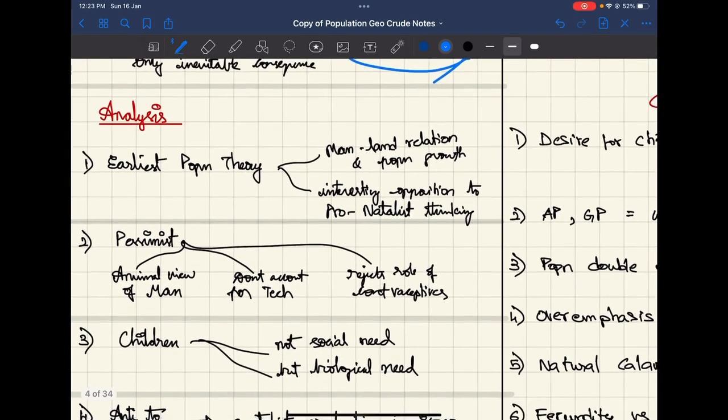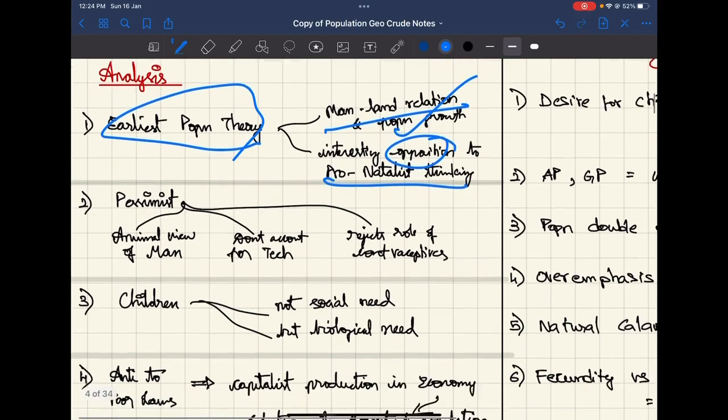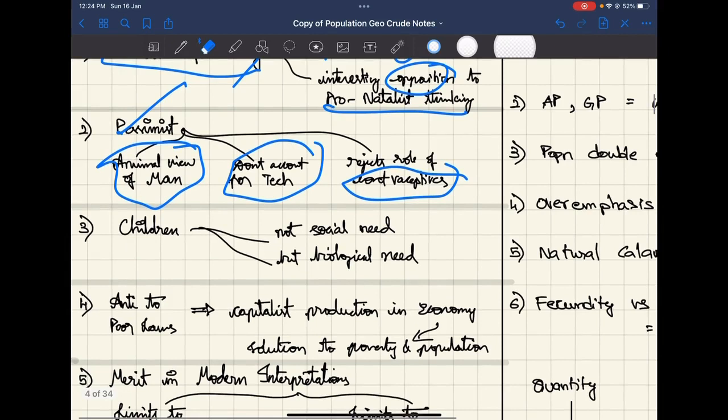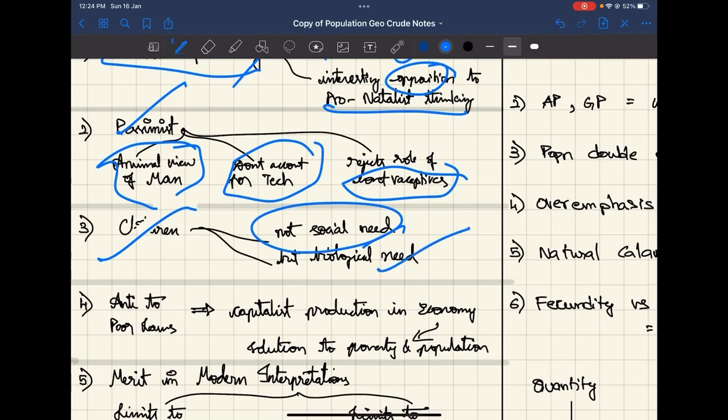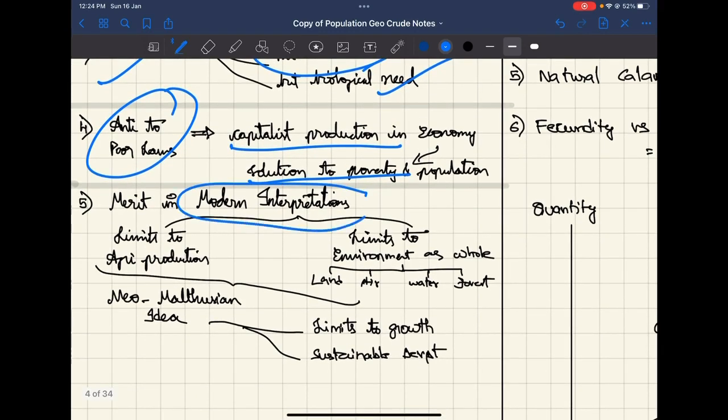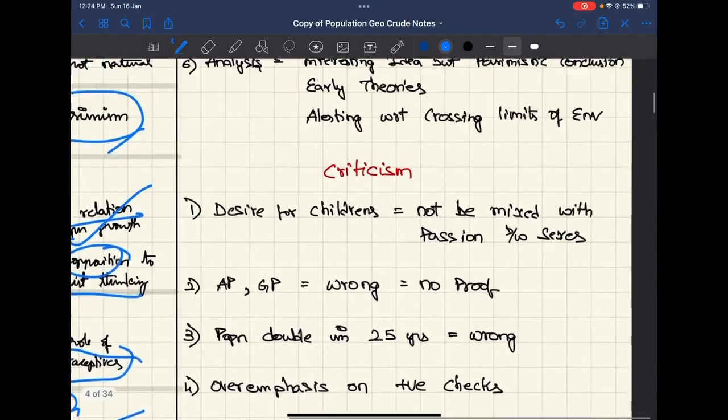Analysis of the theory: this was an early population theory based on the man-land relationship, and it gave opposition to the pronatalist thinking. He was a pessimist because he gave an animal view of man. He did not account for technology, and he rejected contraceptives. According to him, children are not a social need but a biological need. This is also wrong. He was against poor laws. He talked about capitalist production as a solution to poverty. The modern interpretations of these are called neo-Malthusian theories, which talk about the limits to growth and sustainable development. These are very much valid today.